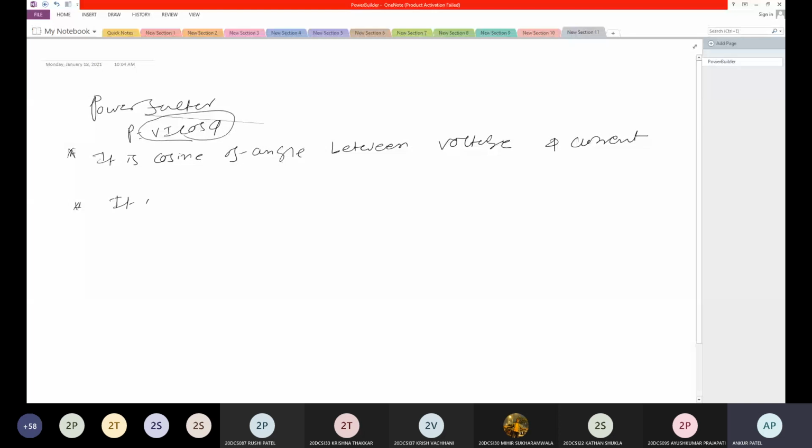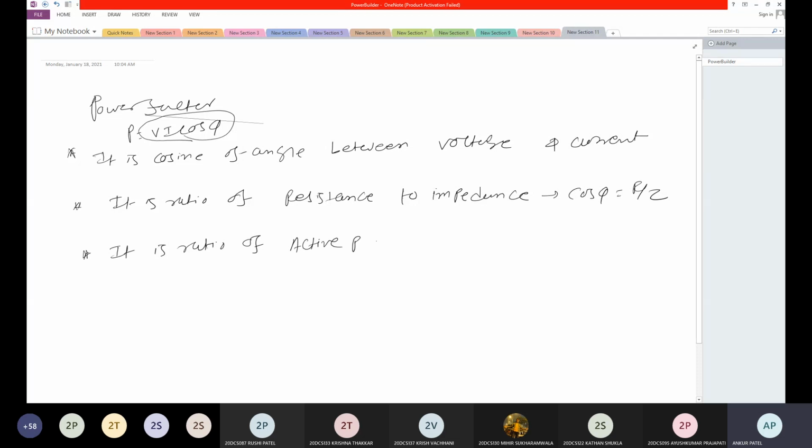Second, it is the ratio of resistance to impedance, given by cos phi is equal to R by Z. And third, it is the ratio of active power to apparent power, so cos phi is equal to P by S.